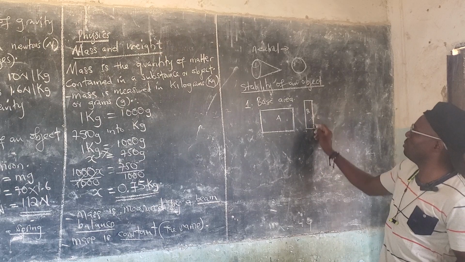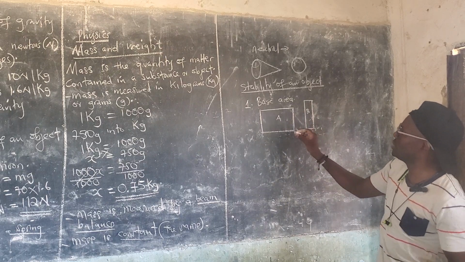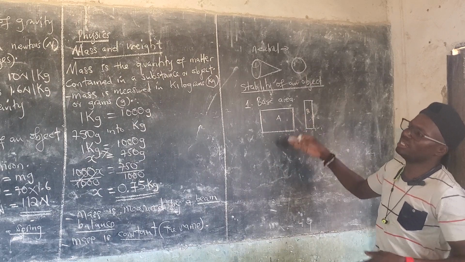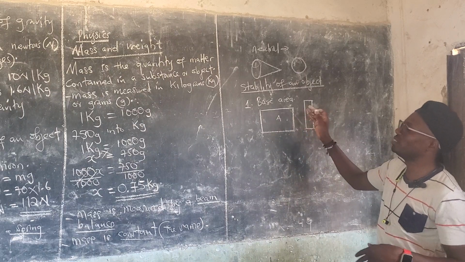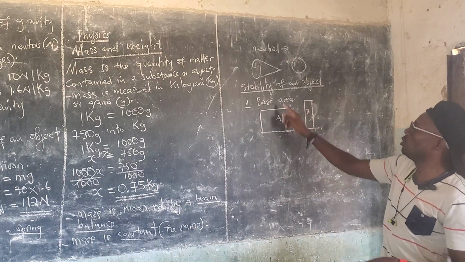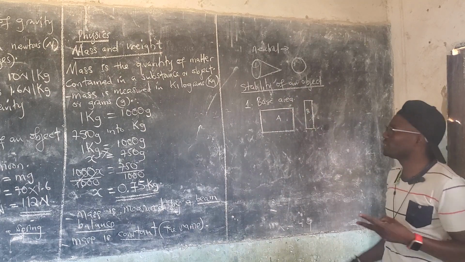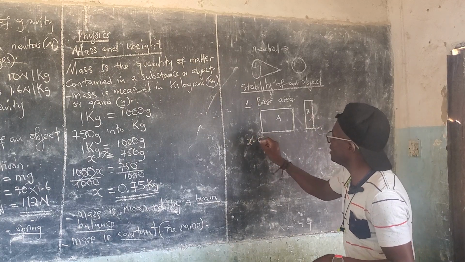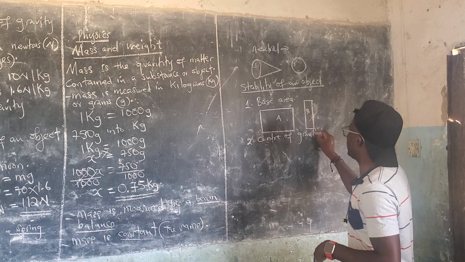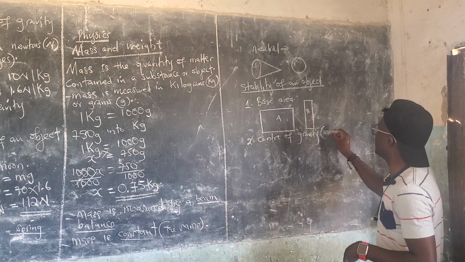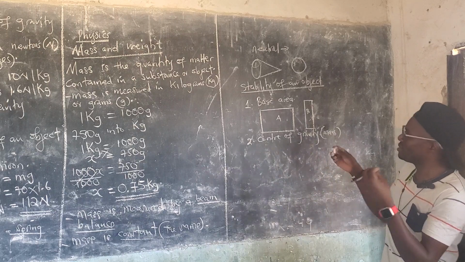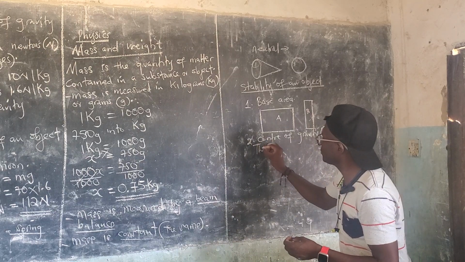But this one is not stable because it has got a narrow base. As a result, this one cannot easily change position, it cannot fall, but this one can easily change. Why? Because of the base area. So the stability of an object depends on two factors: the base area, and the second one is the center of gravity, or sometimes we can say the center of mass.